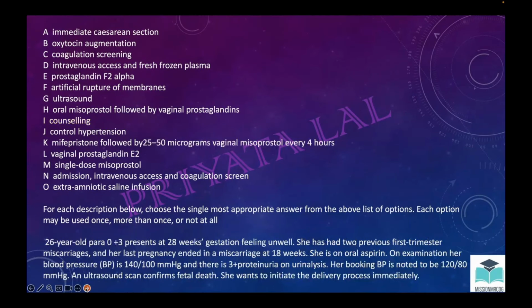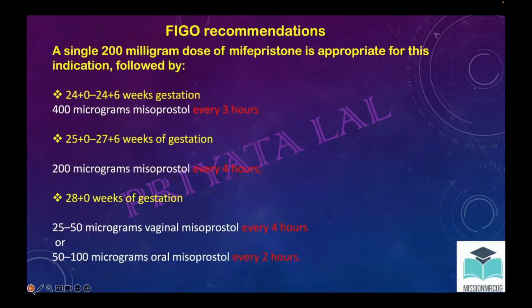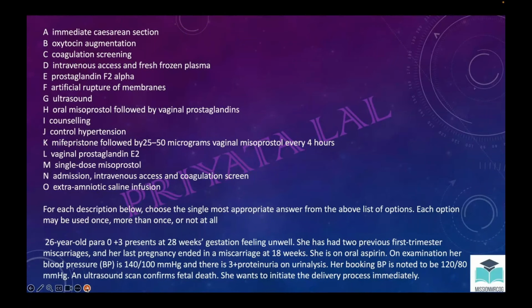This I think is almost the same. The patient is at 28 weeks, feeling unwell, with previous two miscarriages, ending at 18 weeks. On examination, blood pressure is 140/100, 3 plus protein. BP now is 120/80. USG confirms fetal IUD. She wants delivery initiated immediately. So it is the same again. Misoprostol and mifepristone have to be given.